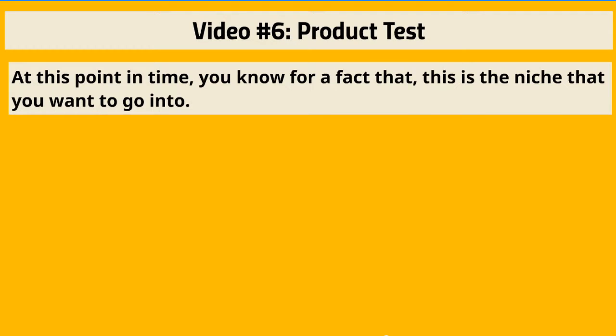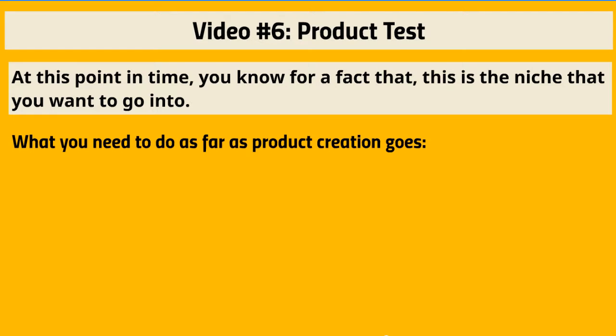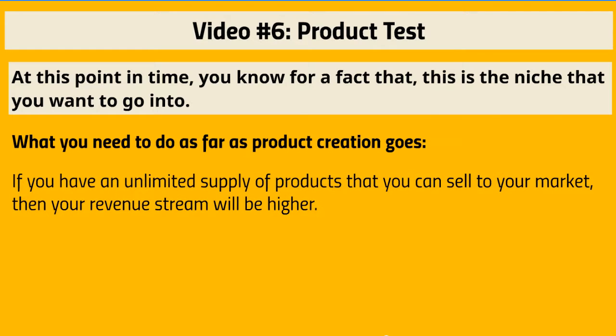Now at this point, you know for a fact that this is a niche that you want to go into. But what we need to do now is make sure that we are going to be able to profit from this blog. So what you need to do as far as product creation goes is figure out if you have an unlimited supply of products that you can sell to your market. Because the more products that you have, the higher your revenue stream is going to be.